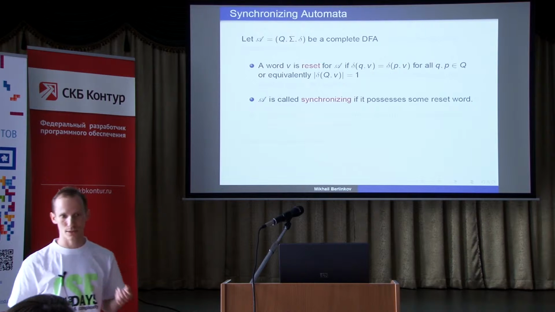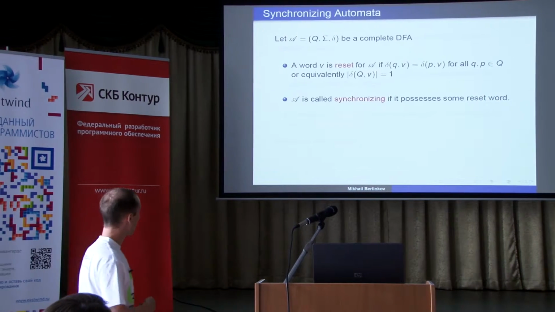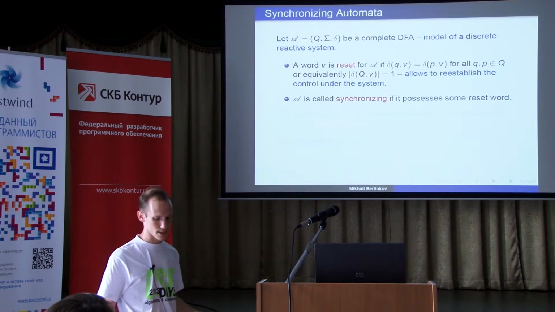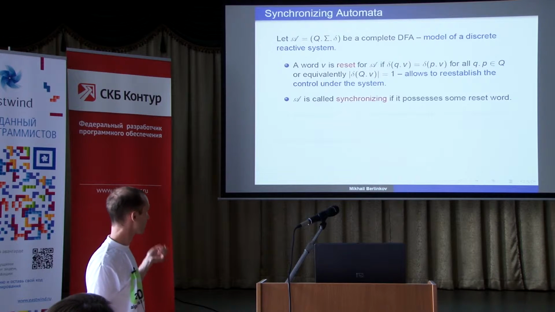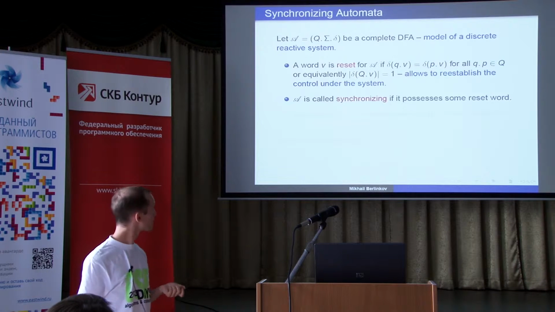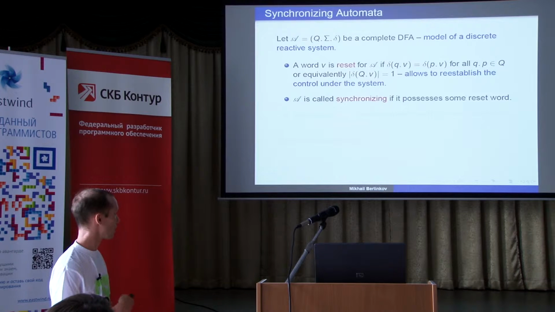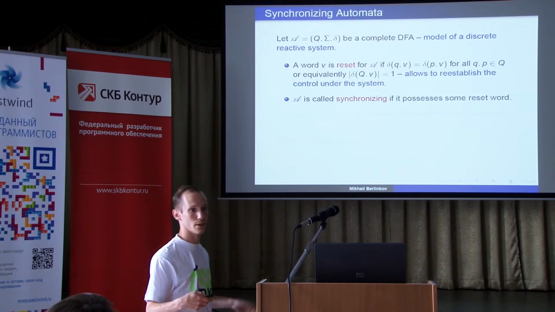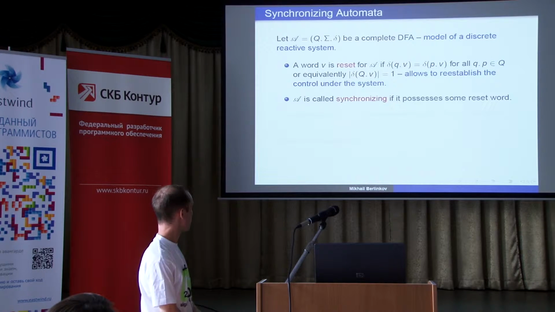And if an automaton possesses at least one reset word, this automaton is called synchronizing. Actually, synchronizing automata have many applications, because one can think about an automaton as a model of a discrete reactive system, and then the reset word allows one to reestablish control over the corresponding system after an error has occurred there.